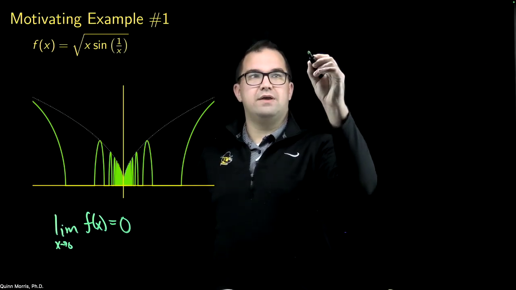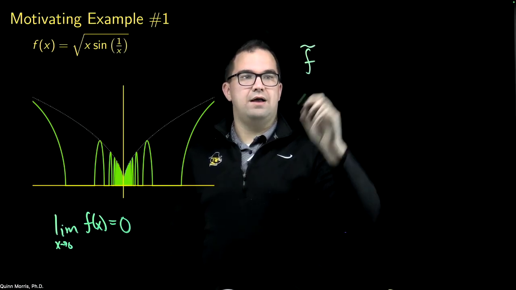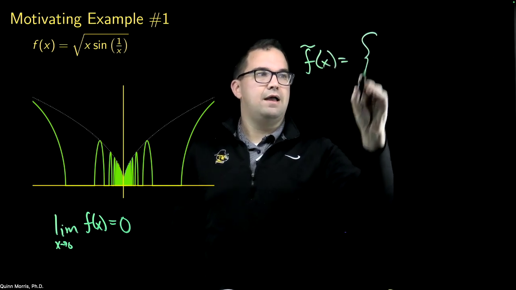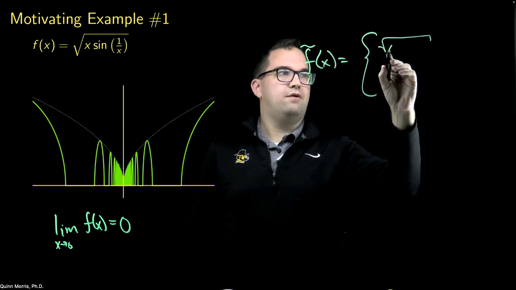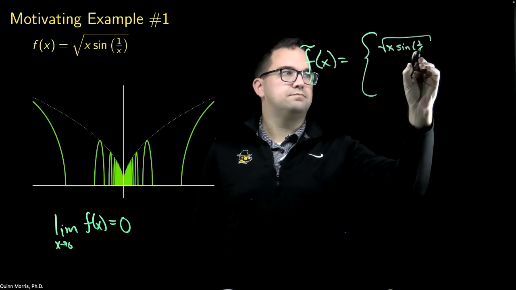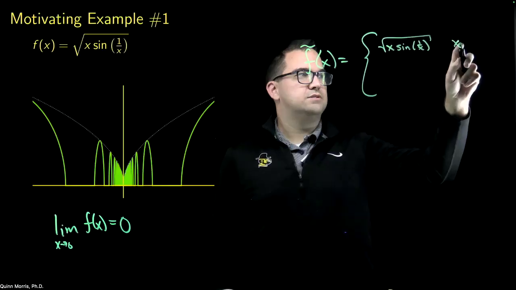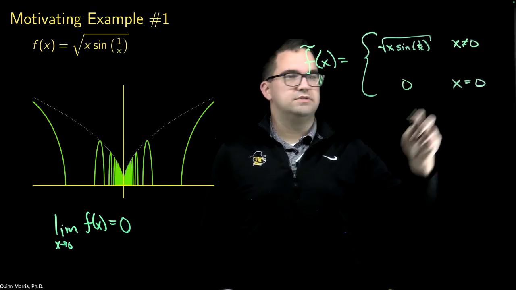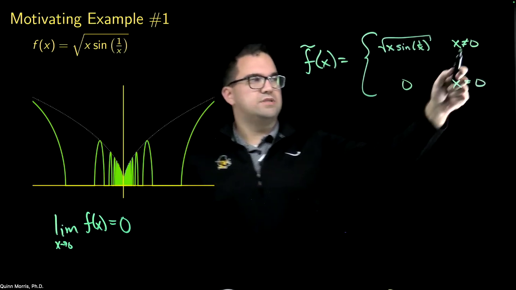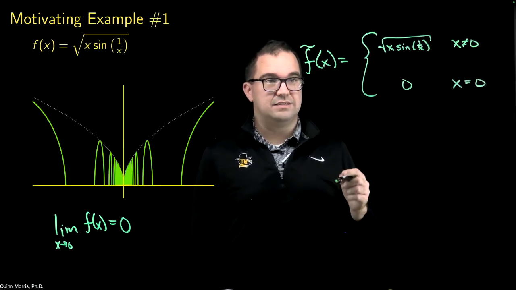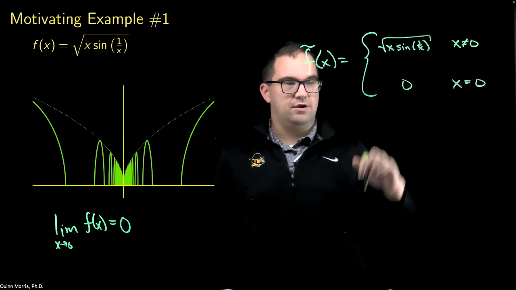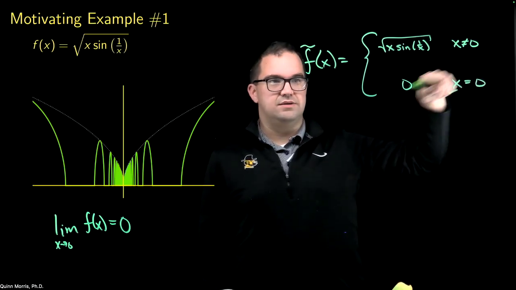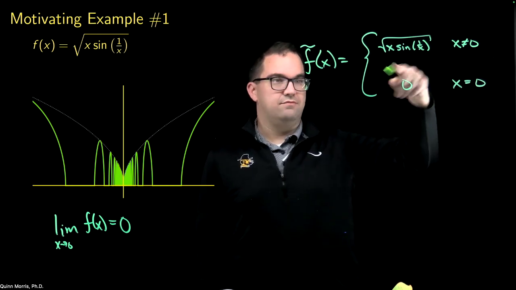However, I could make a slight modification. So what if I define my function slightly differently? So I'm going to call this f tilde of x. And I just defined it so that it was square root of x times sine of 1 over x when x is not equal to 0 and 0 when x is equal to 0. Okay. Now, again, notice up here, this actually will not be defined for all x's not equal to 0. So maybe here I should say, x is in the domain of this, right?